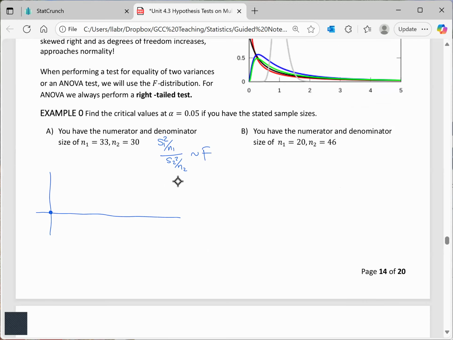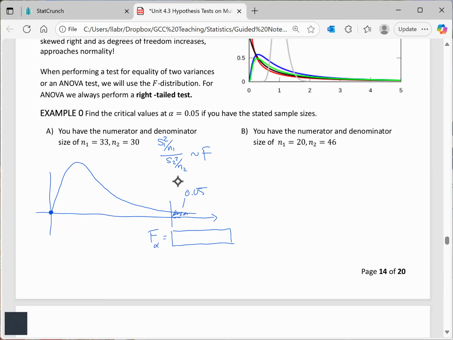So start at 0, 0, and we're just going to go up and then go down this way. And here's your number line, and then we want a right value here of area 0.05. So what they're asking me is, what is this F statistic? And so F sub alpha would be equal to something.